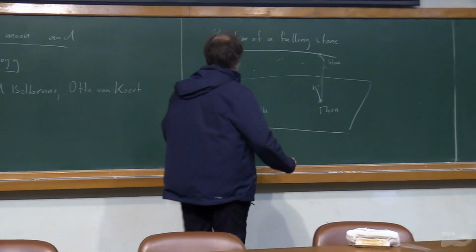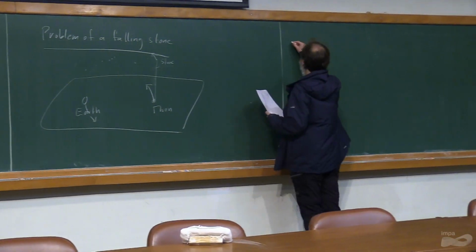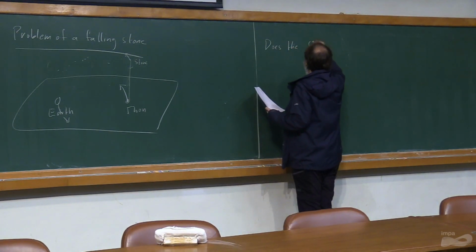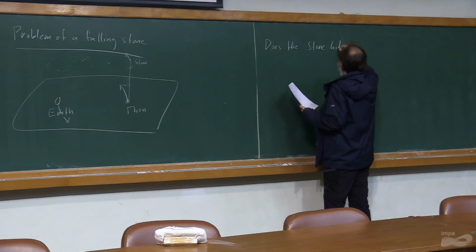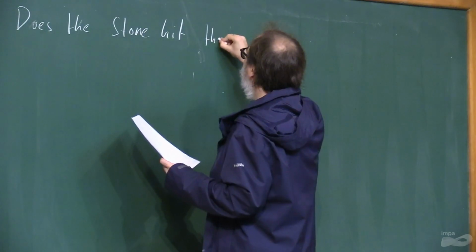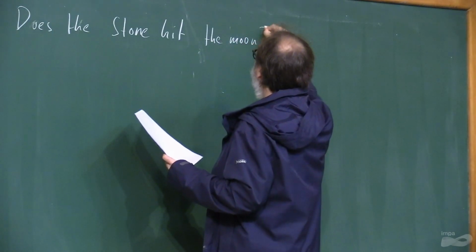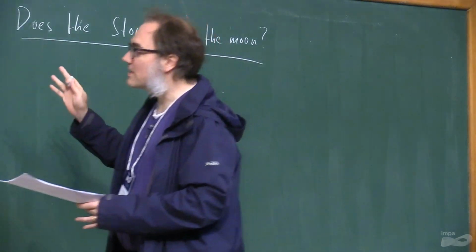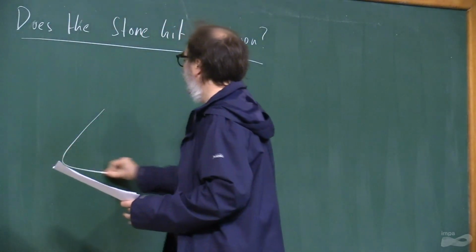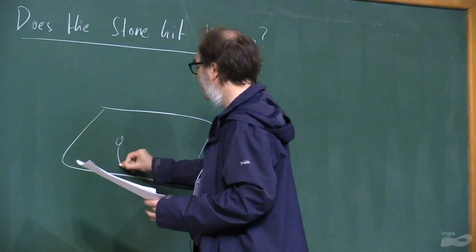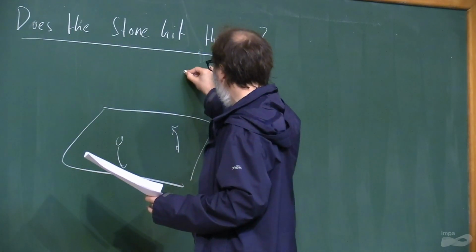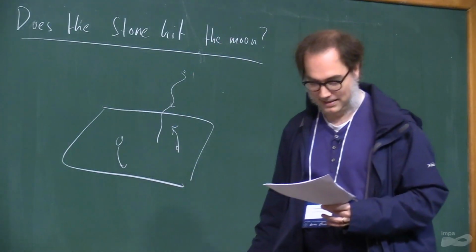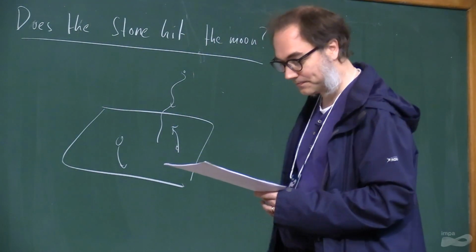So the question is, does the stone hit the Moon? What is clear is that it somehow falls down. The Earth moves, the Moon moves, and the stone somehow falls down to the ecliptic. But how it falls is difficult to tell.